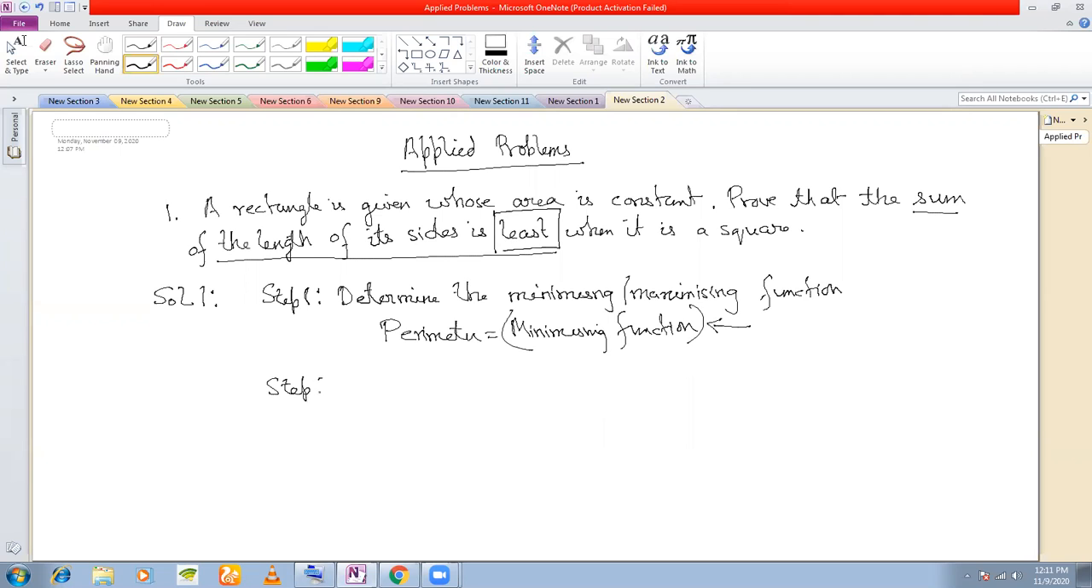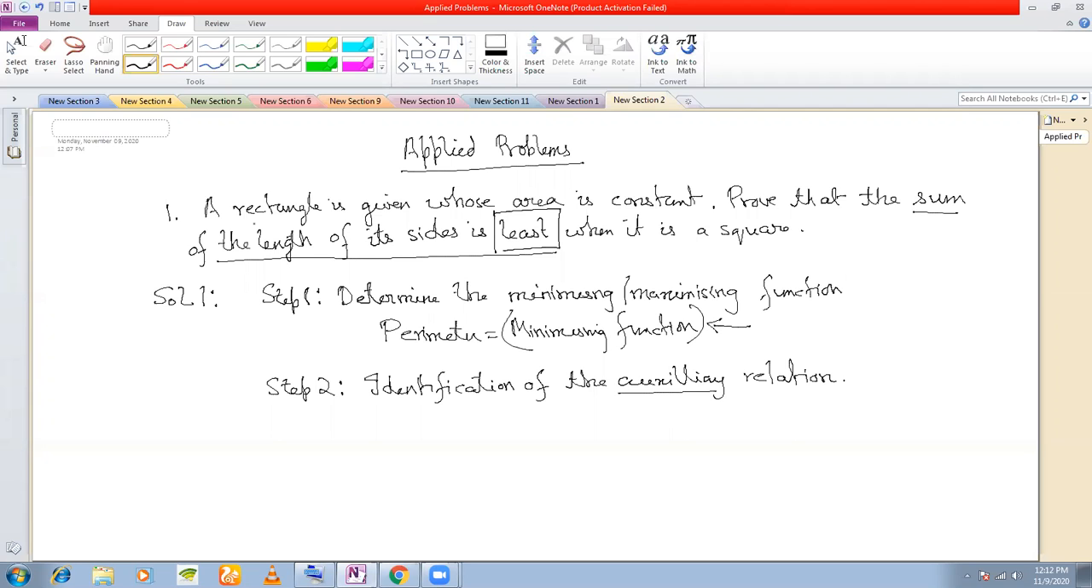Next is step 2. Step 2 is identification of the auxiliary relation. You know what is auxiliary relation? You know what is the meaning of auxiliary? Auxiliary in English means helping, which helps you out. So identification of auxiliary function.